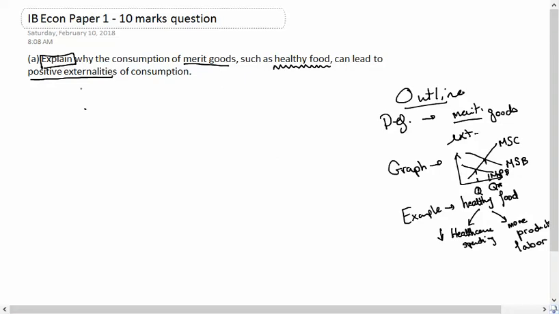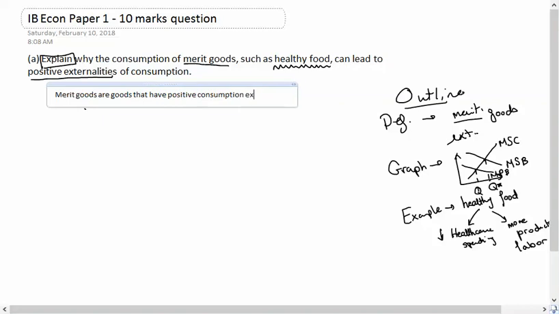So I'm going to start over here. Now, in a 10 marks question, you just go right ahead with the definition. Don't worry about writing an introduction or anything. The key thing in the definition is that it has to be the economic one. It really shouldn't be the case that you write what you understand from the concept. You should know the economic definitions. So in this case, the economic definition of merit good is goods that have positive consumption externalities.